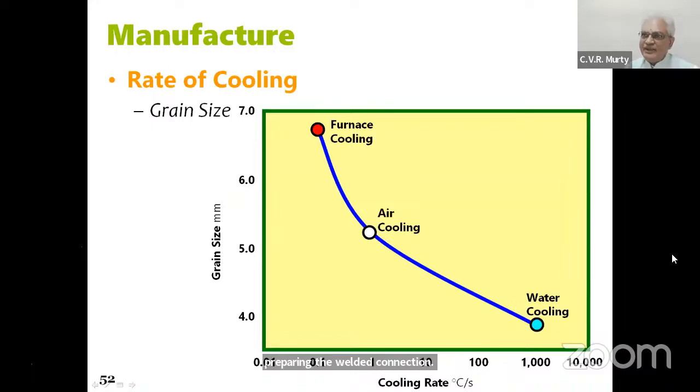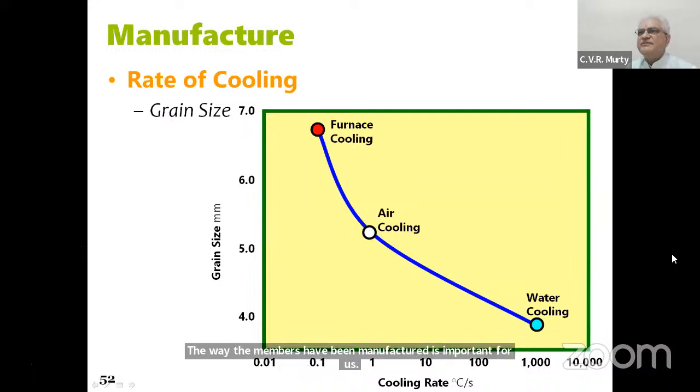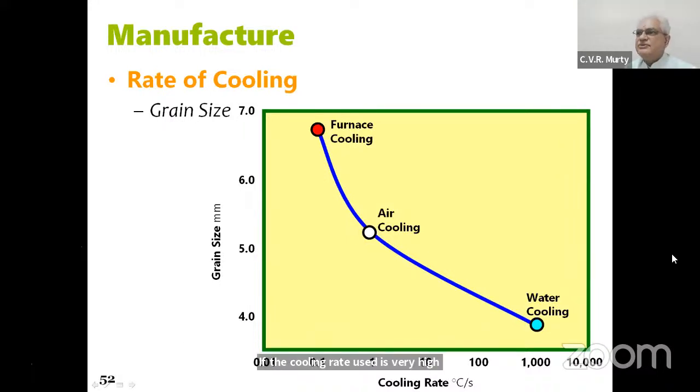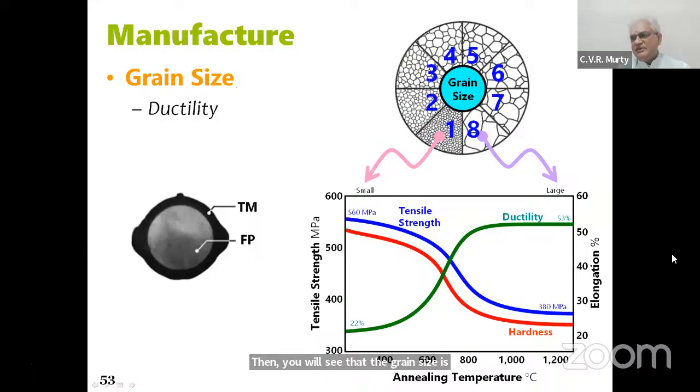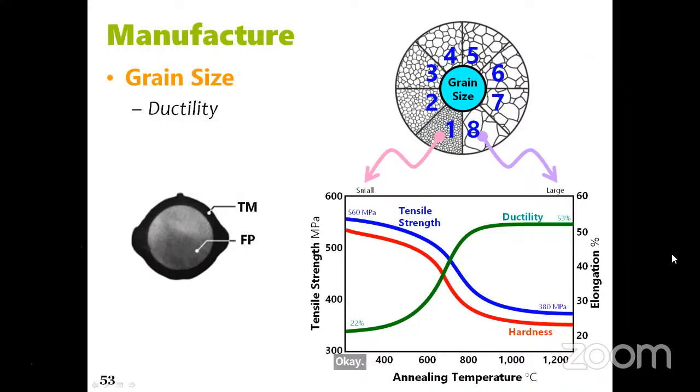Also, the way the members have been manufactured is important for us. If the cooling rate used is very high, then you will see that the grain size is very small, and thereby we will have trouble. It is generally said that the larger the grain size, the better it is from the point of view of ductility of a material. You see this green curve, it talks about ductility of the material, and the blue curve is the tensile strength of the material.